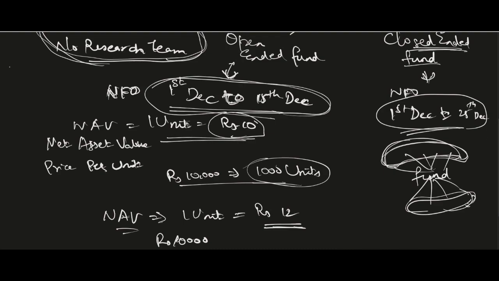But there are some closed-ended funds which may give you an exit route. In between, typically there will be a lock-in period, typically 3 years or 5 years. But there are some funds, especially in the US, where some exit route will be there, once or twice, after a few years. Certain dates will be specified when, if somebody wants to sell those units, they can sell.